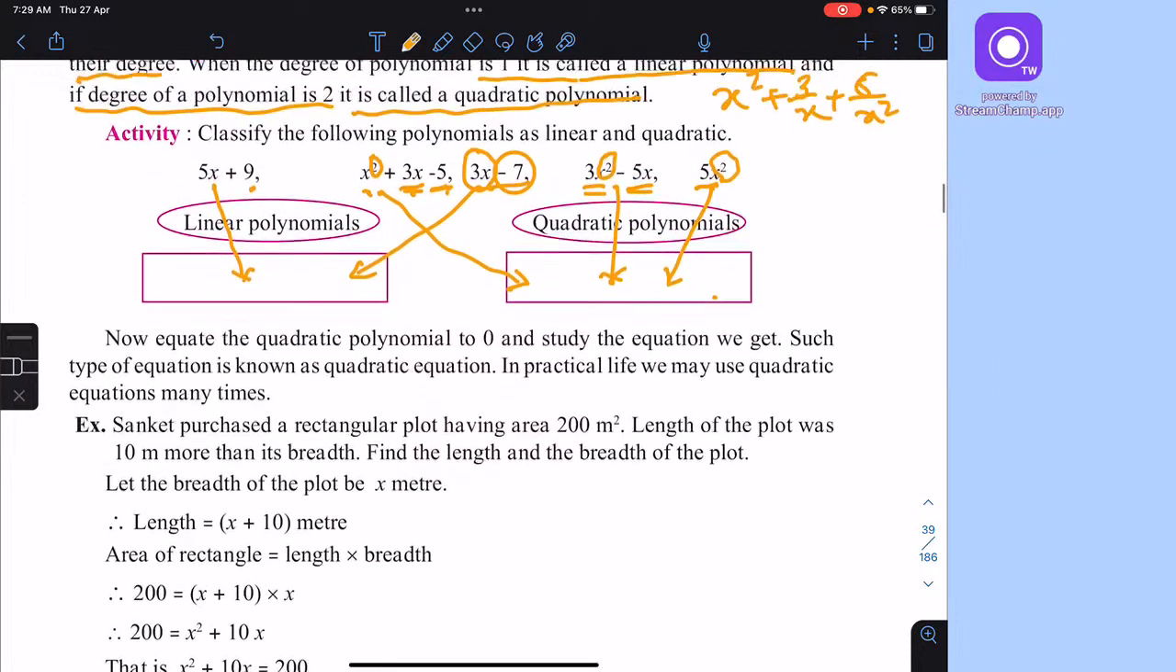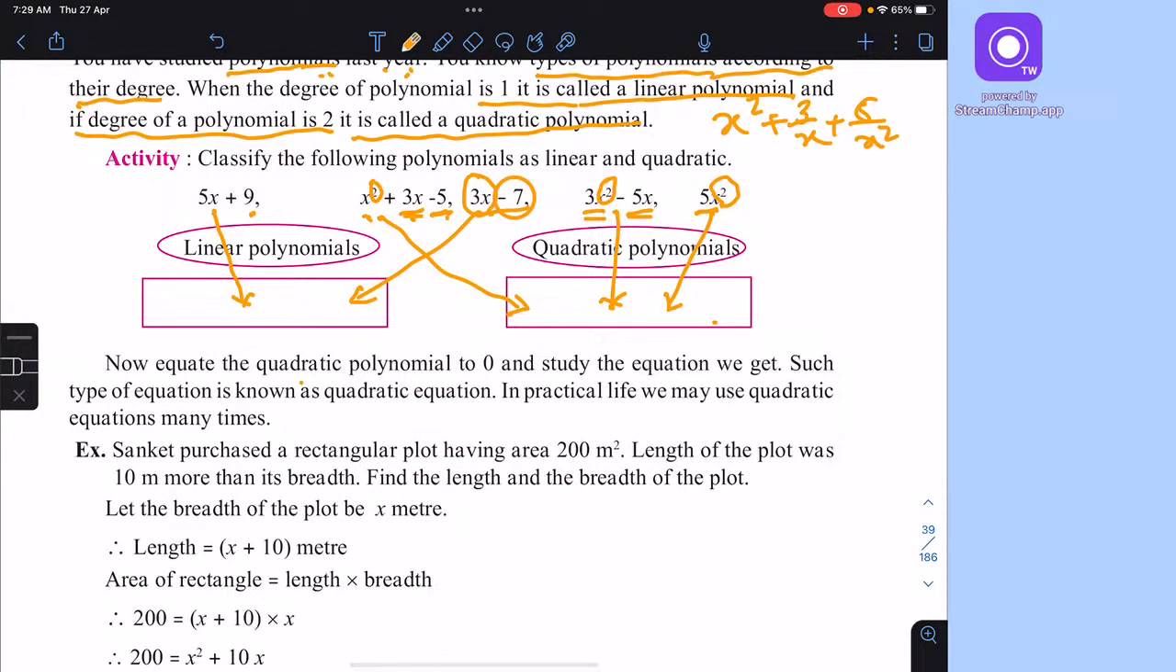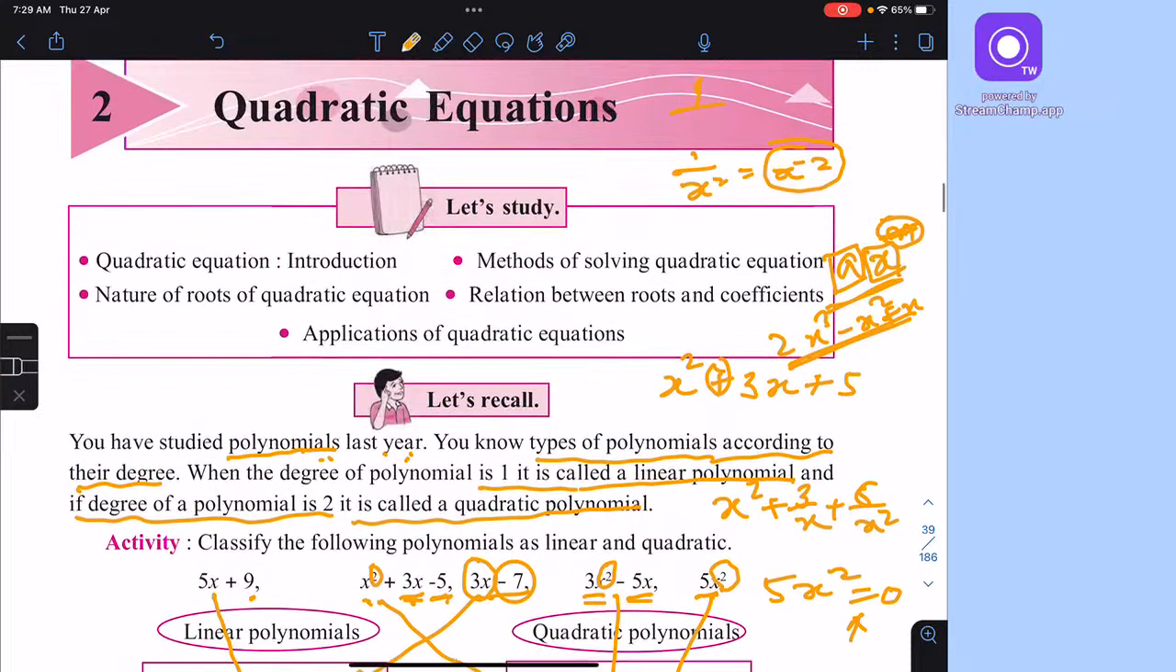Now equate the quadratic polynomial to 0. So these are the quadratic polynomials, say for example 5x square. If you say 5x square is equal to 0, it is an equation. When there is an equality sign, it is an equation. And quadratic means the highest degree of the variable is 2.